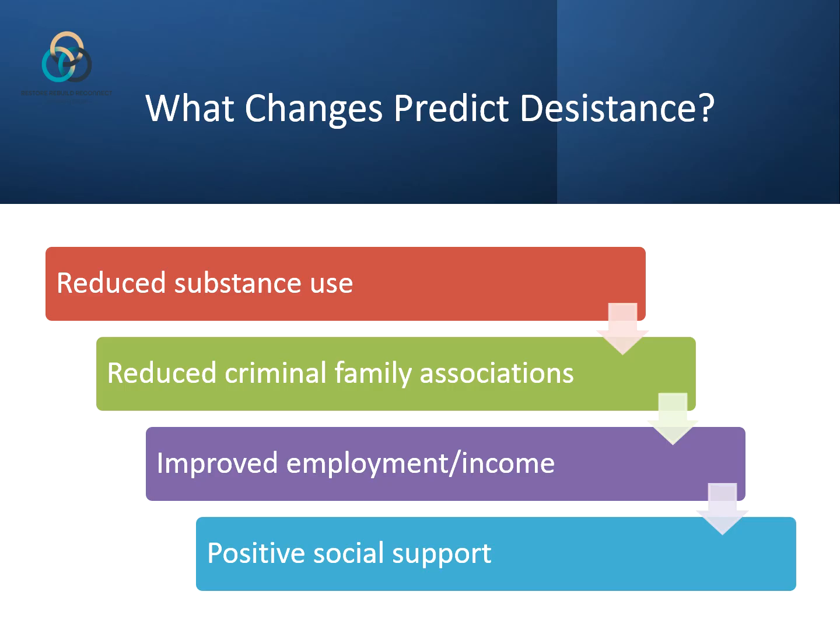And then also the improved employment and income. So having a job, making money to support yourself and your family, can also predict someone reducing or giving up crime. And so yeah, these are just some things to focus on with clients: reducing the substance use, who they're spending their time with, and work.